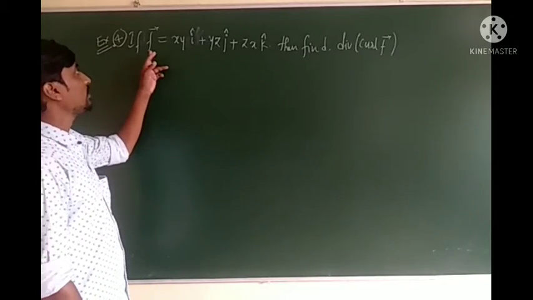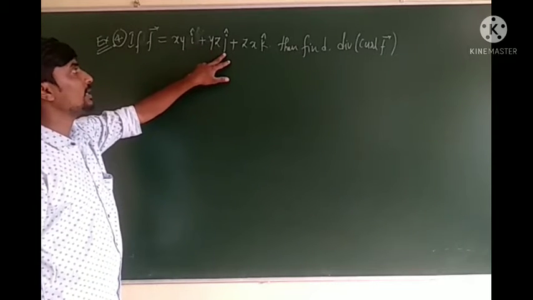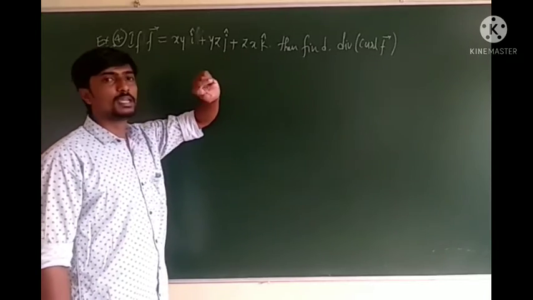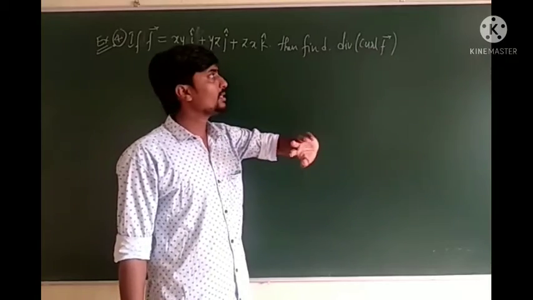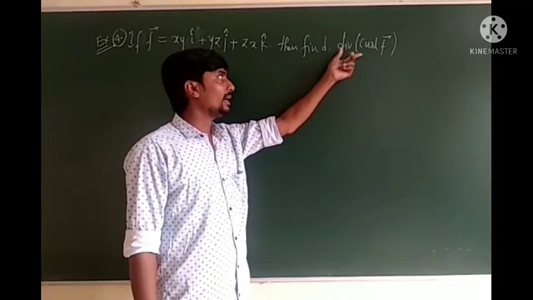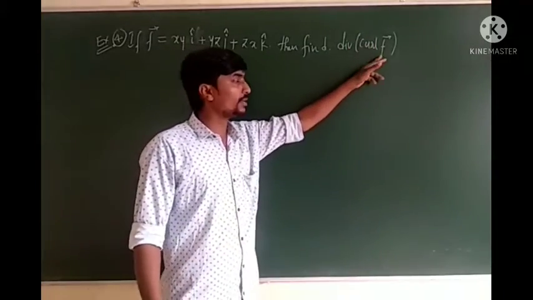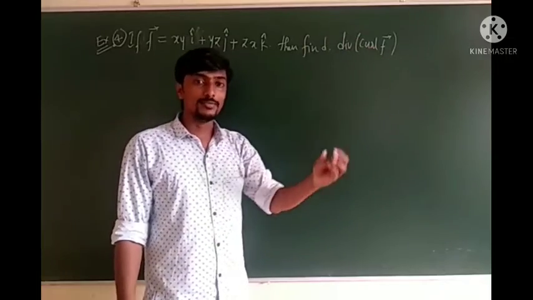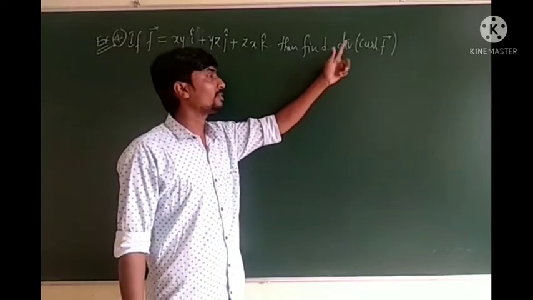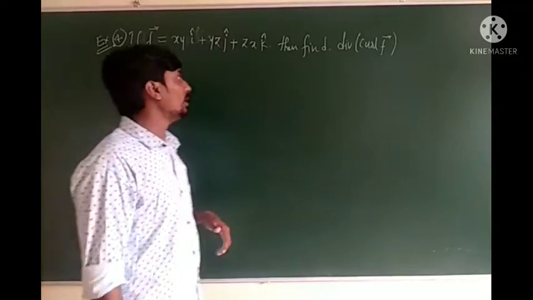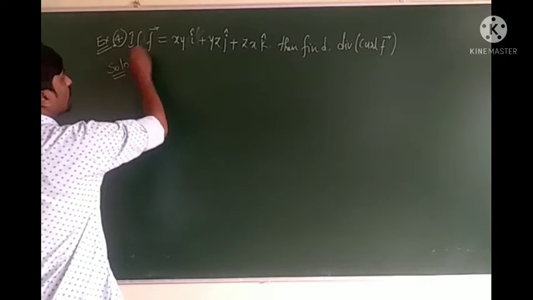Here given that the vector function f is equal to xy into i cap, yz into j plus zx into k. Then find the value of divergence of curl of f. So here the outer function is divergence and inside we have curl of f. So we first need to find the curl of f, then whatever answer comes out of the curl of f, we have to calculate the divergence of that. So let's do it here. This is our function f.